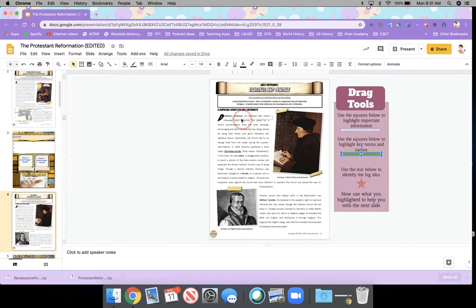And you can see that a lot of these are already bold. So the easiest thing would probably be to start with the green and highlight your bold words and phrases that are in your reading.